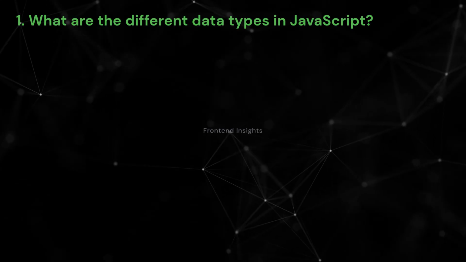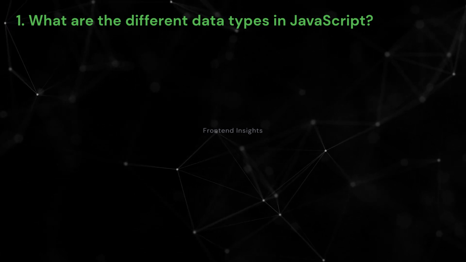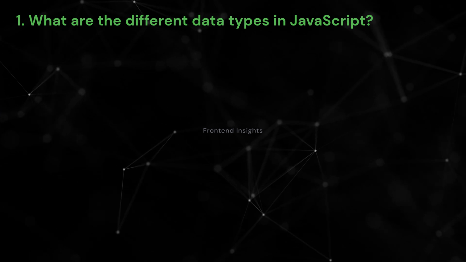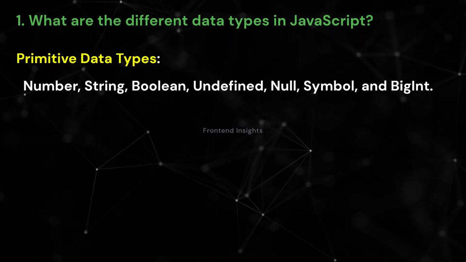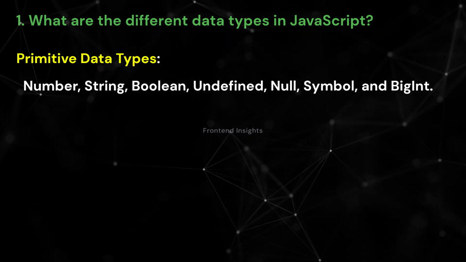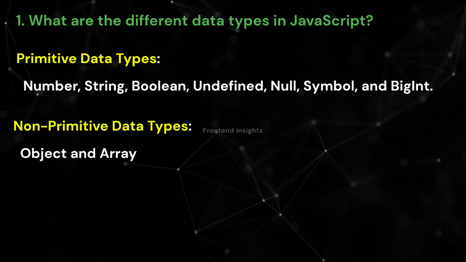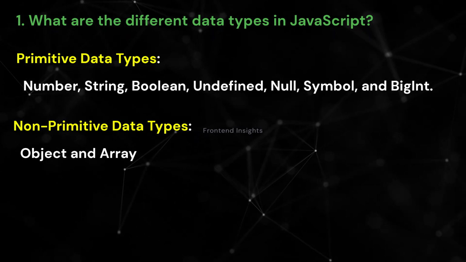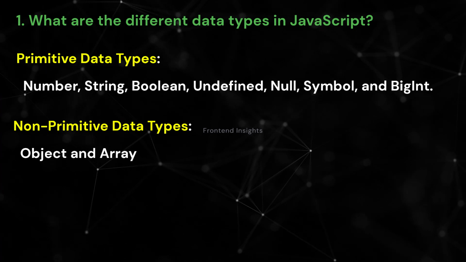So the first question is, what are the different data types in JavaScript? Okay, so JavaScript has several data types that you should be familiar with, and they include primitive data types: number, string, boolean, undefined, null, symbol, and BigInt, and non-primitive data types: object and array.